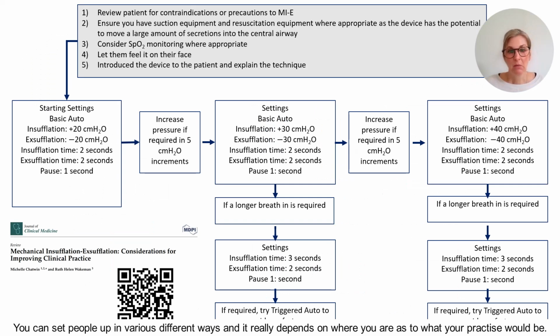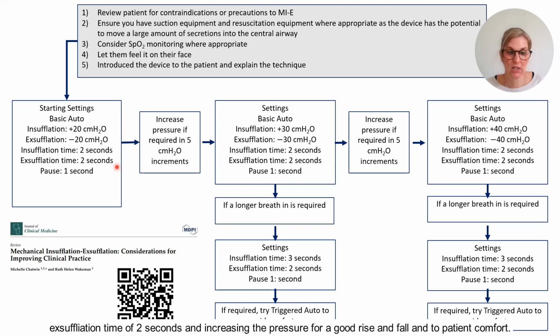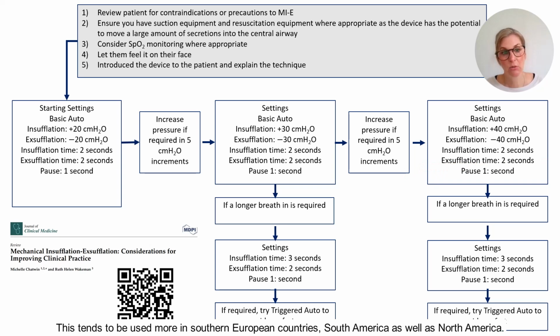You can set people up in various different ways, and it really depends on where you are as to what your practice would be. You can use symmetrical pressures as shown in this example, starting with an insufflation pressure of +20 to -20, insufflation time of 2 seconds, exsufflation time of 2 seconds, and increasing the pressure for a good rise and fall and to patient comfort. And in some instances, you may need to go up to or above +40 to -40 centimetres of water. This tends to be used more in Southern European countries, South America, as well as North America.